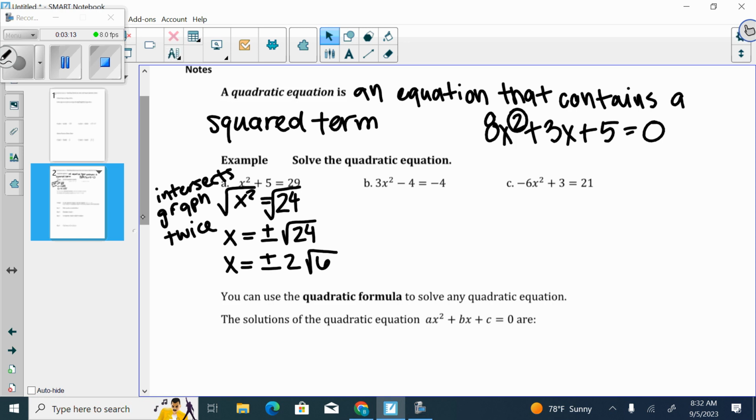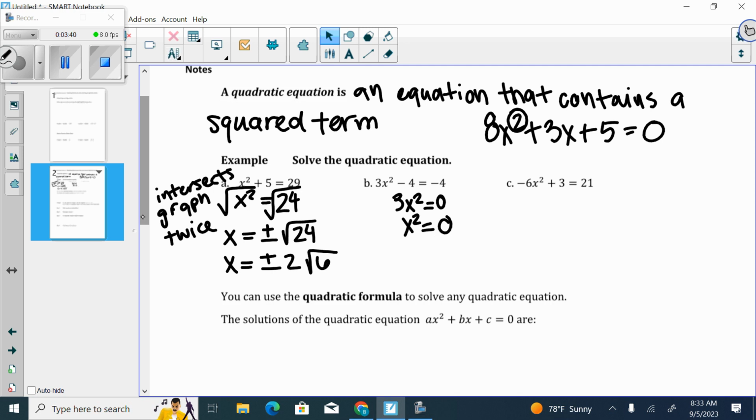Okay, part B, same idea here. We're trying to get x by itself. What am I going to do first? Add 4. So I'll have 3x squared equals 0. Good. All right, and then what should we do? Divide by 3. Good. And 0 divided by 3 is still just 0.